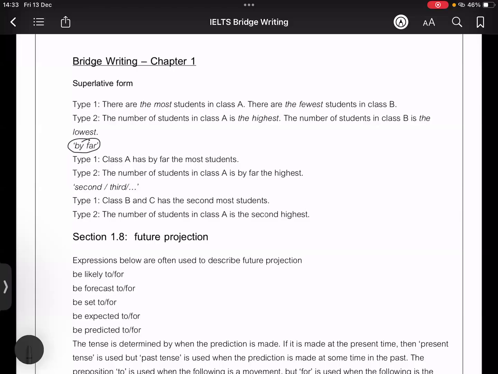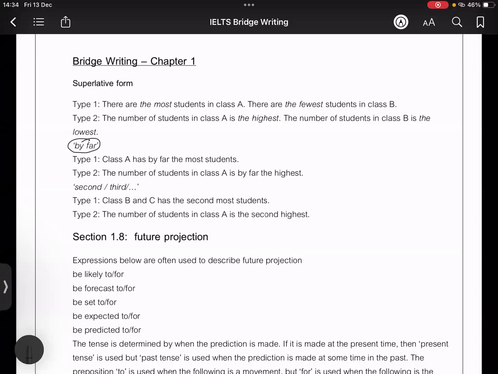So class A has 20 students. So class A is number one. But for number one ranking, we don't use any word. We don't say class A has the first most students. The word first is simply not there. So class A has the most students. You can say class A has by far the most students, but not class A has the first most students.